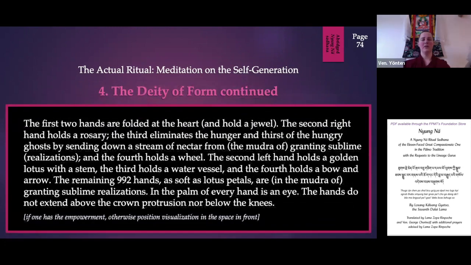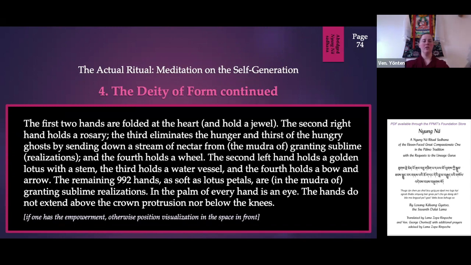The first two hands are folded at the heart and hold a jewel. The second right hand holds a rosary. The third eliminates the hunger and thirst of the hungry ghosts by sending down a stream of nectar from the mudra of granting sublime realizations. And the fourth holds a wheel. The second left hand holds a golden lotus with a stem. The third holds a water vessel, and the fourth holds a bow and arrow.